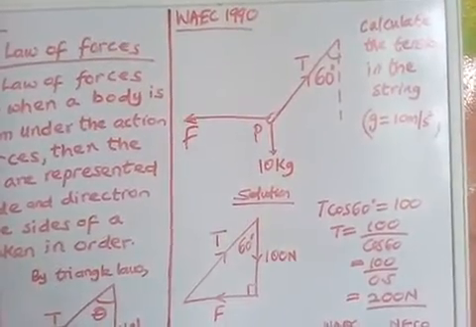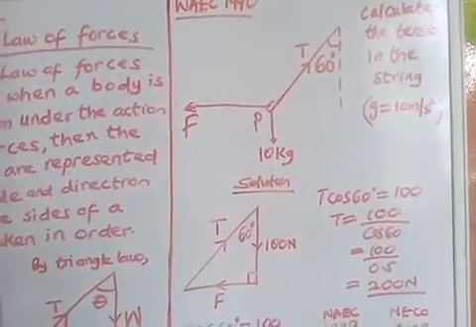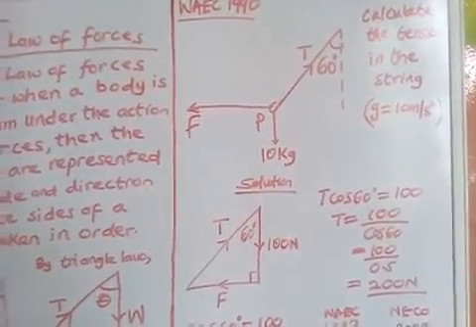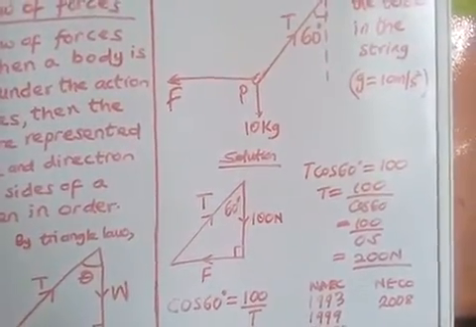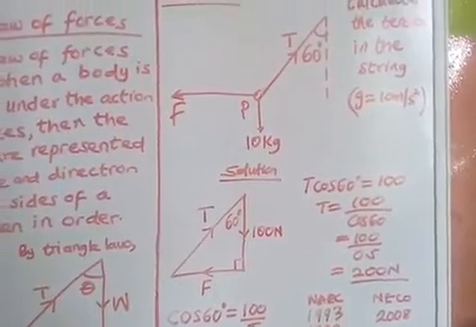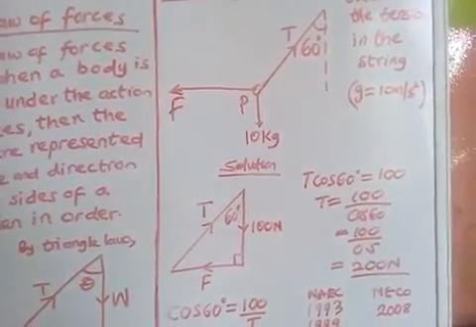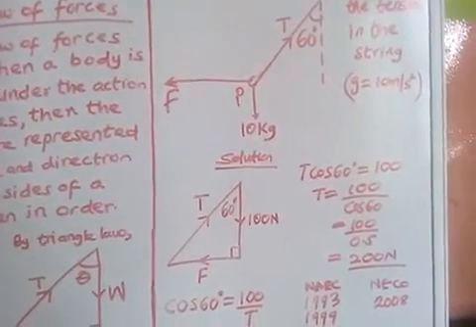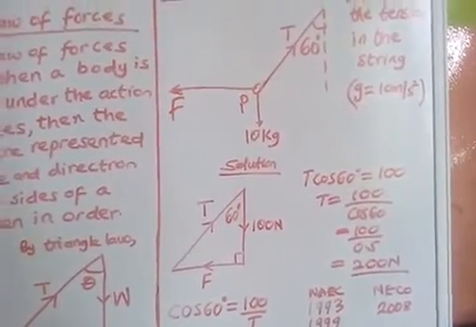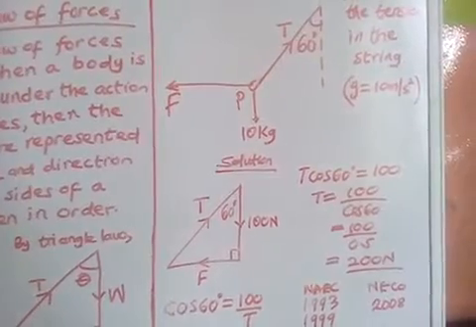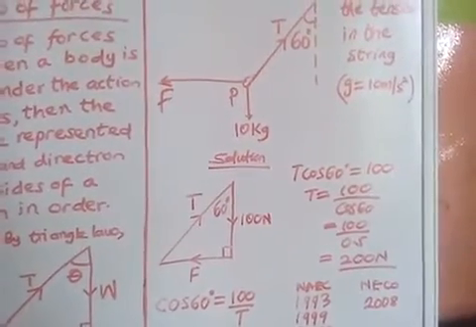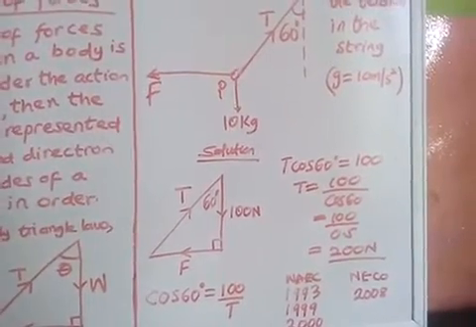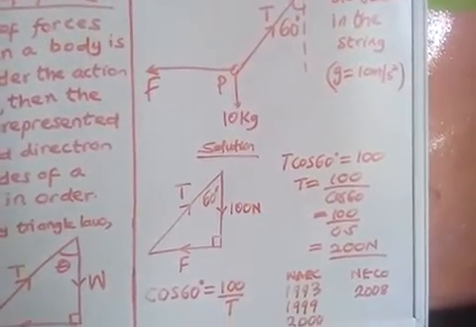Here we also calculate the tension in the string. Because we have three forces here, the tension, the force, and the weight, we can use the triangle of forces, which implies we'll convert those forces to be in the form of a triangle without changing the direction of the arrows. So we have the force moving in the westward direction, the weight moving in the south direction, and the tension being stretched upward at an angle of 60 degrees.